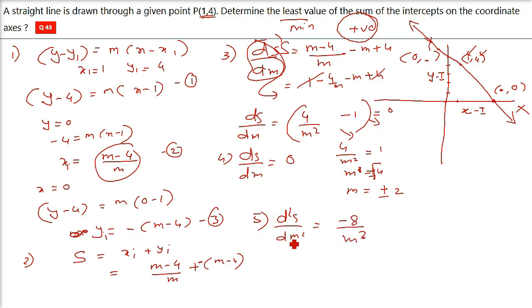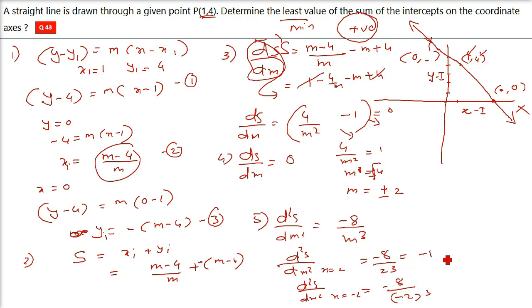First you have to check for m equals 2, then we will check it for m equals negative 2. We will definitely take the value which gives us positive. Positive means least, negative means maximum. When you place this, what do you get? You have this as negative 1, which is less than 0, so this is your maxima.